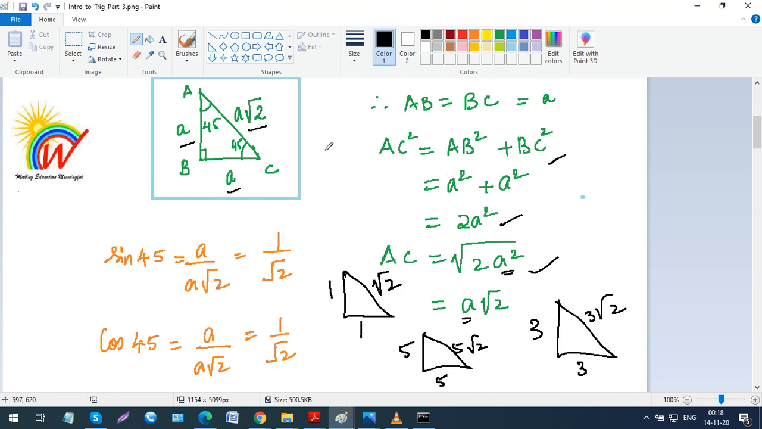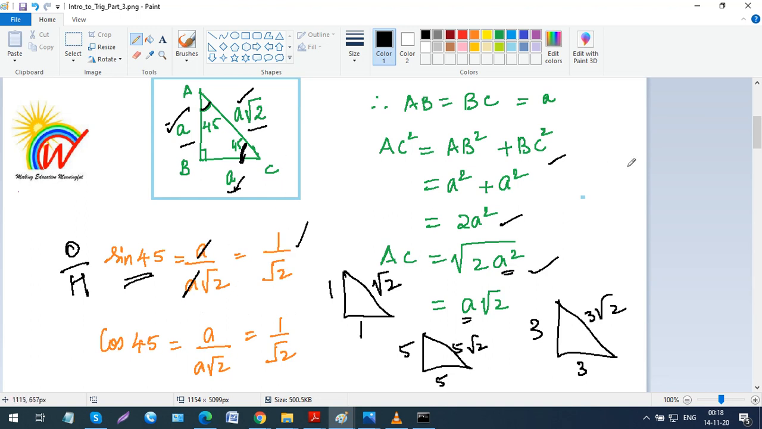Now if I ask you what is sine 45, you can take either angle because both of them are 45. Let's take this one as the 45. For sine 45, you know that it's opposite over hypotenuse, so it is A over A root 2. Now the A gets cancelled and you get 1 over root 2. So this is the answer. Now cos 45 is adjacent over hypotenuse.